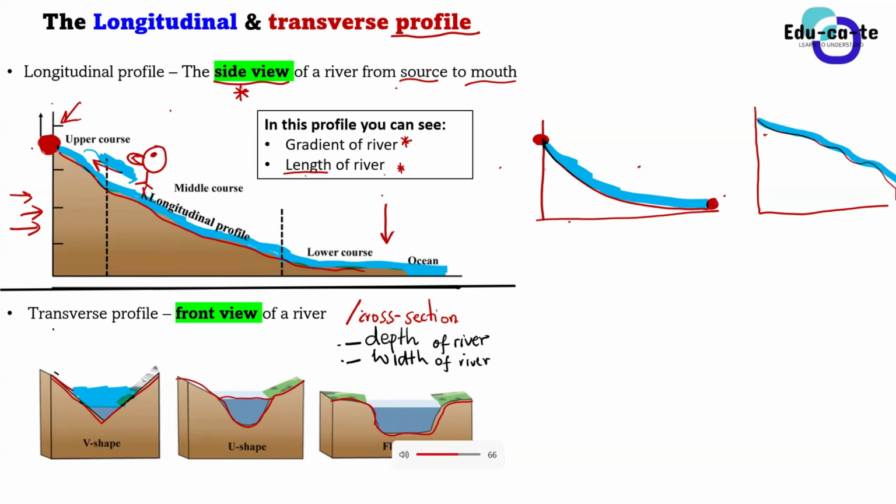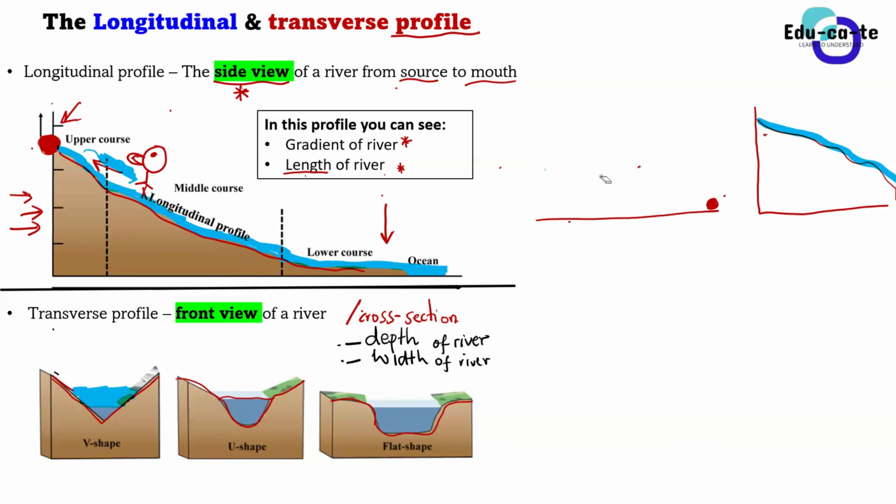Yes. So I was still explaining to you guys before we went to the break that you can see the gradient of the river, how steep the river channel is, just from the side profile, the side view, or the longitudinal profile. And you're also able to see the length, how long the river is, because you're able to see the river from the source until its mouth.